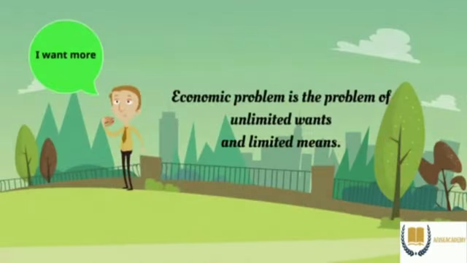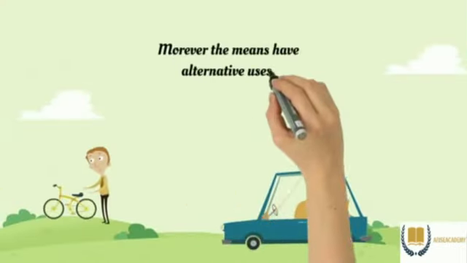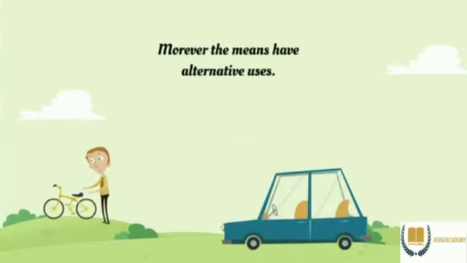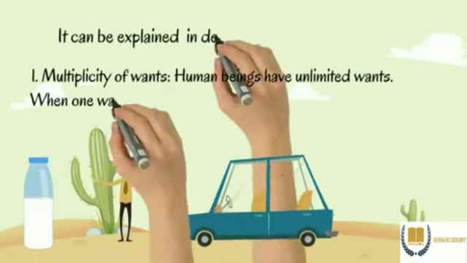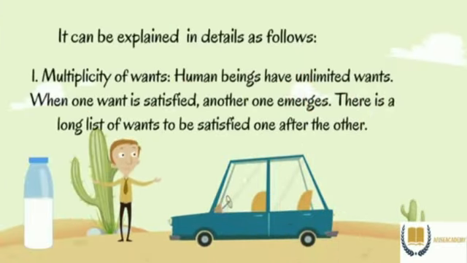Economic problem is the problem of unlimited wants and limited means. Moreover, the means have alternative uses. It can be explained in detail as follows. 1. Multiplicity of wants. Human beings have unlimited wants. When one want is satisfied, another one emerges. There is a long list of wants to be satisfied one after the other.